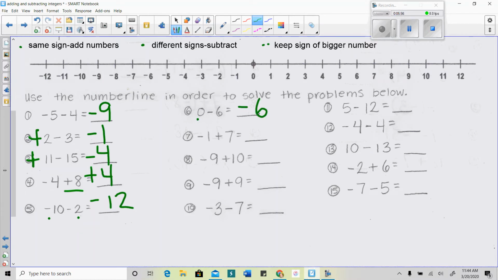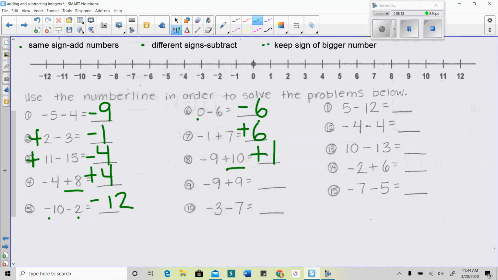Okay, next one, signs are different, so I subtract. 7 minus 1 is 6, and the 7 is the bigger number, so my answer is going to be a positive. Okay, next one, the signs are different. 10 minus 9 is 1. The larger number is the 10, so I keep the positive sign.